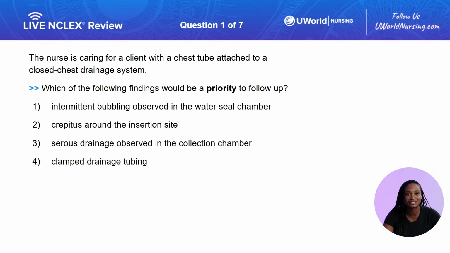Question number 1, the nurse is caring for a client with a chest tube attached to a closed chest drainage system. Which of the following findings would be a priority to follow up? Option 1, intermittent bubbling observed in the water seal chamber. Option 2, crepitus around the insertion site. Option 3, serous drainage observed in the collection chamber. And option 4, clamped drainage tubing.